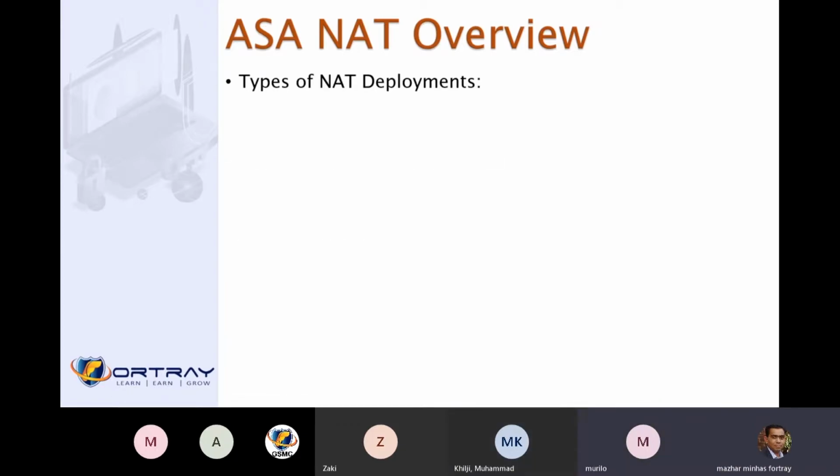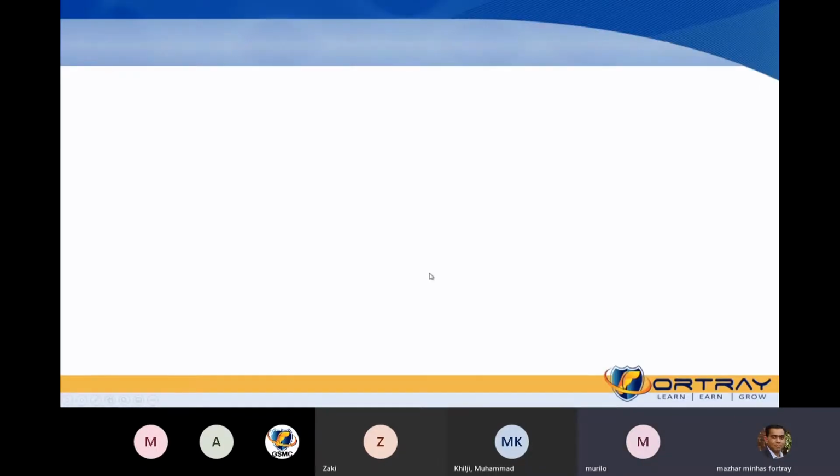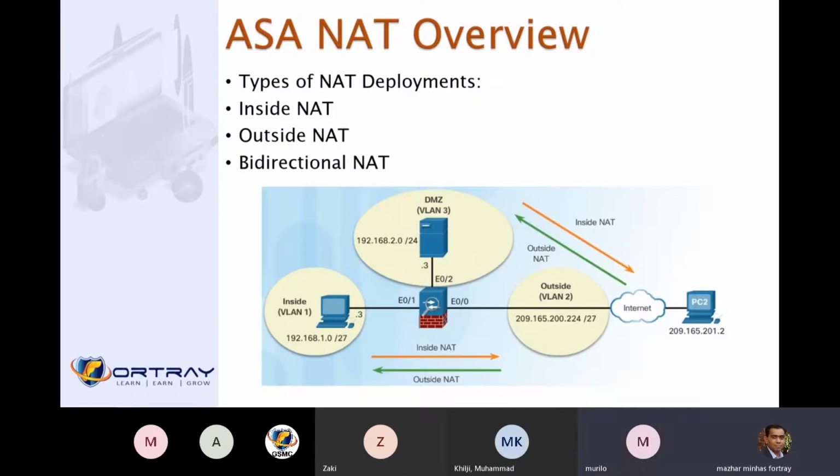ASA NAT overview. Types of NAT deployment. We have inside NAT, outside NAT, and bidirectional NAT. Here you can see. Inside NAT is when the traffic is coming from the private to the public network. Outside NAT is when somebody from the outside tries to access internal services. Bidirectional NAT means both parties can initiate the traffic, not just one.